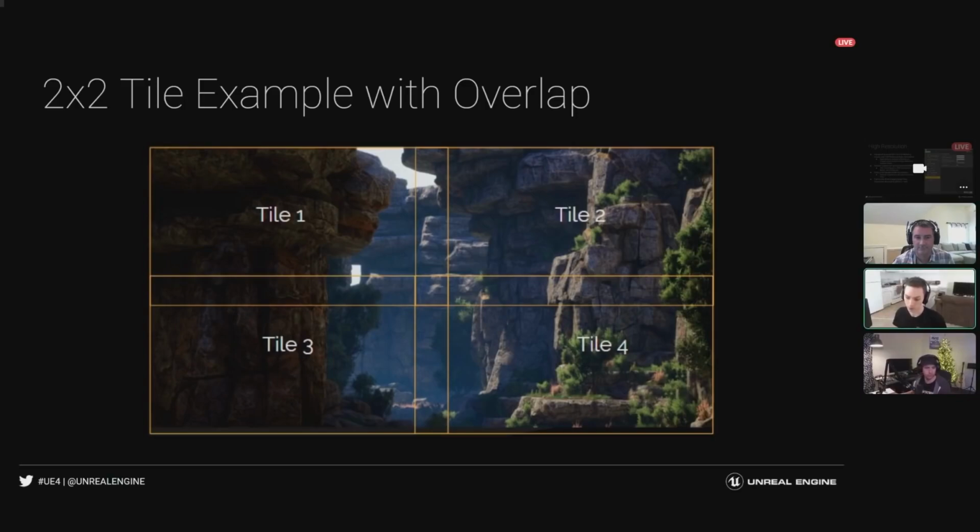You can control this amount of overlap. Usually we start at about 20%, but depending on your content, you may need to go larger if you are seeing seams in that.